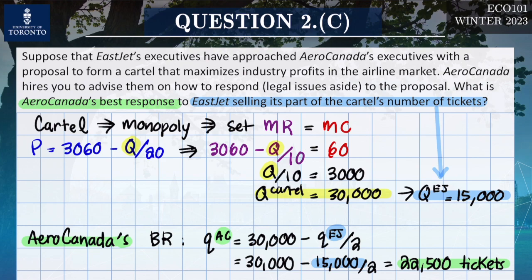So Aero Canada's best response to EastJet is actually not to cooperate and not to produce its own part of the cartel number of tickets and to actually produce a quantity that is much higher in order to maximize its own profit given what EastJet is doing. And this shows exactly why the cartel is not a Nash equilibrium, because both firms wouldn't be best responding to each other if they both produce only half of the cartel's quantity.